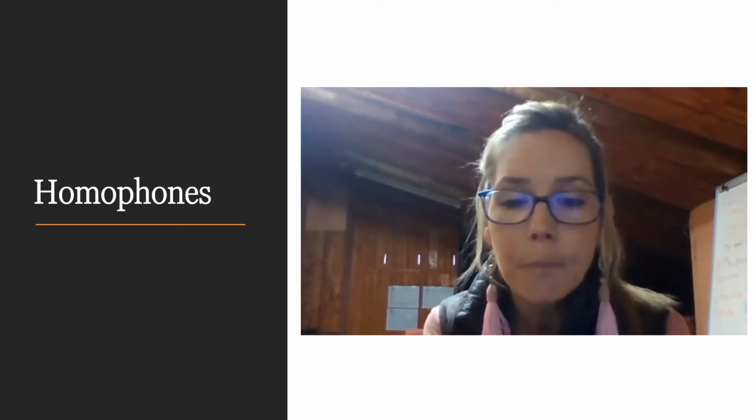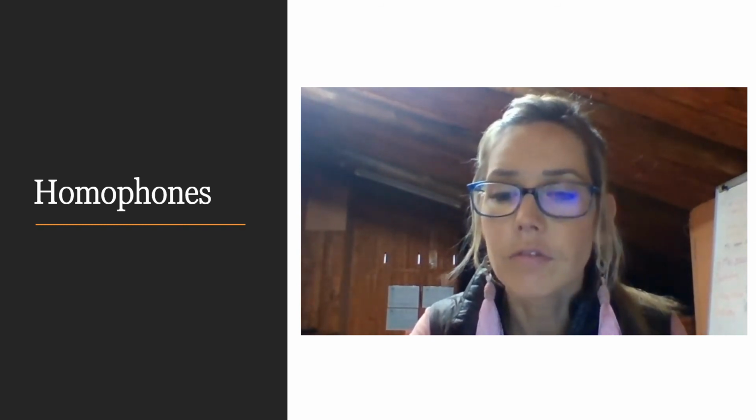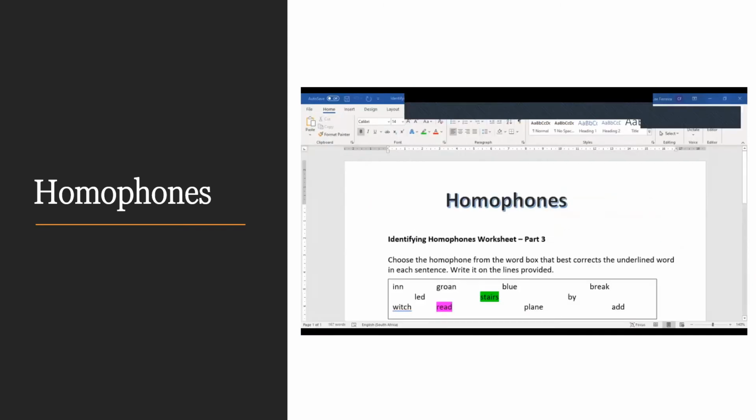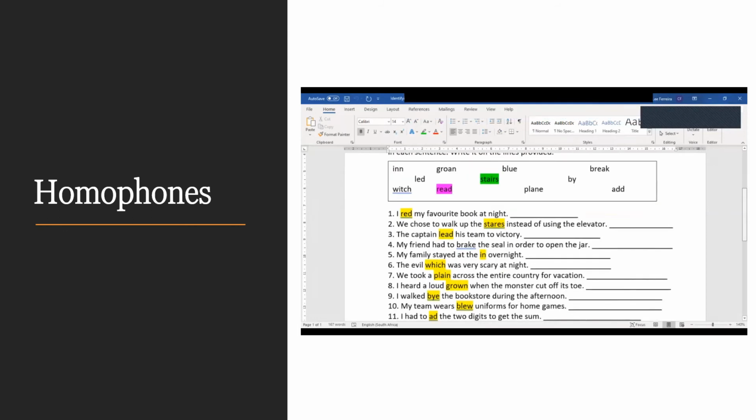Let's quickly look at worksheet number 3, identifying homophones. Let's share my screen. So, share screen, identifying homophones. When you do part 3, you'll see that there are words that are highlighted in yellow. These are the words that are incorrect. Oh, there's one that's missing here. It's that one. All right.